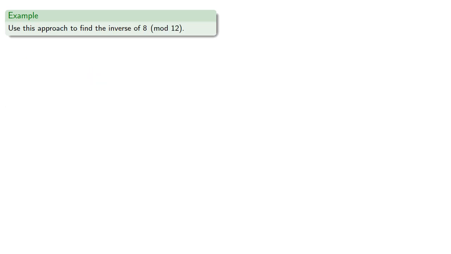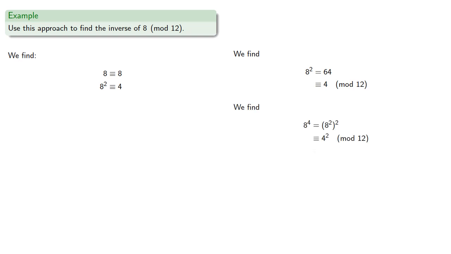So let's try to use this approach to find the inverse of 8 mod 12. So we'll go through the same steps. 8 is congruent to 8. 8 squared is 64, which is congruent to 4 mod 12. 8 to the 4th is also 4. So 8 to the 4th is congruent to 8 squared, which suggests that 8 squared is 1.